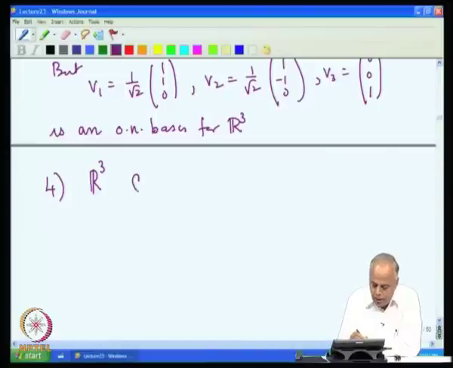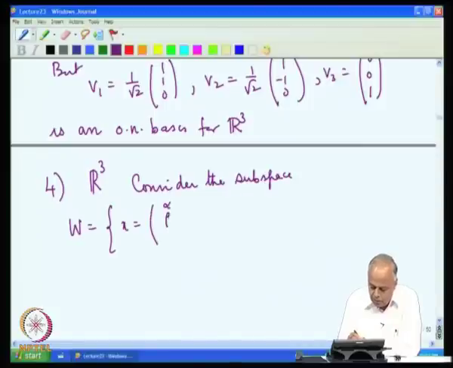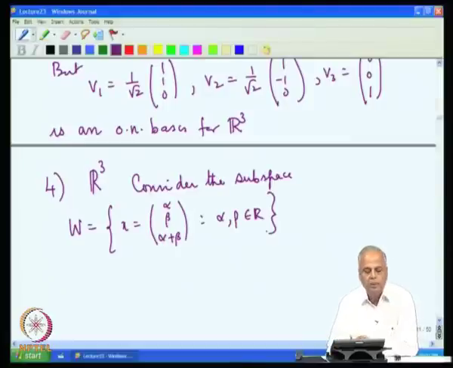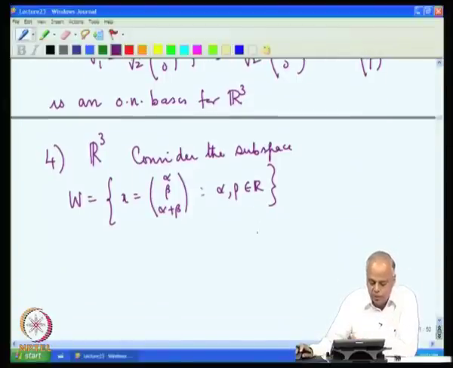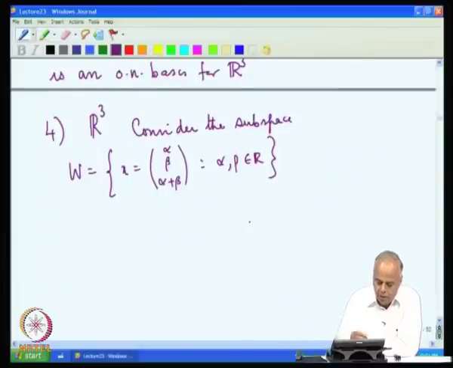In R 3, consider the subspace W, which consists of all those vectors of this form: (alpha, beta, alpha plus beta), alpha, beta real numbers. What it means is all those vectors for which the third component is the sum of the first two components. The third component is alpha plus beta, which is the sum of the first two components alpha and beta. Okay.